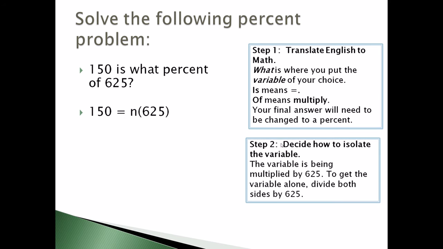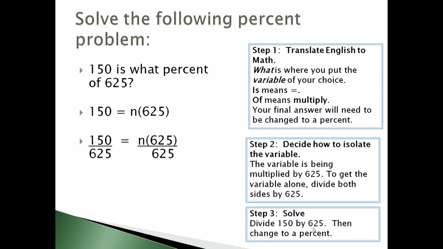Step 2. How am I going to get my variable alone? Well, n is being multiplied by 625, and the opposite of multiplying by 625 is to divide both sides by 625. Again, I'd grab my calculator. And 150 divided by 625 is 0.24. And that is a correct answer, but the question is what percent? So you have to change it to a percent. So you multiply by 100 and you have 24%. That is the correct answer.